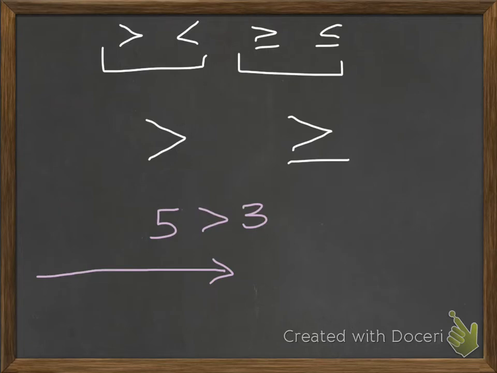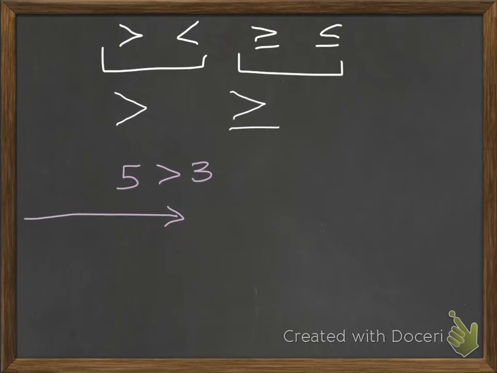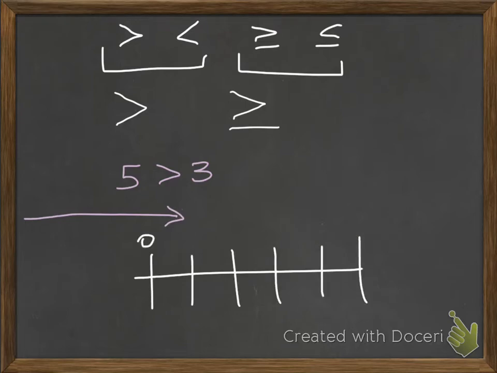If you look at this on a number line, let me shrink these all down because I have a tendency to write too big, then I run out of space. Okay, here's my little number line. Here's my 0 right here. 1, 2, 3, 4, 5. 5 is greater than 3 just means that 5 is on that side of 3.